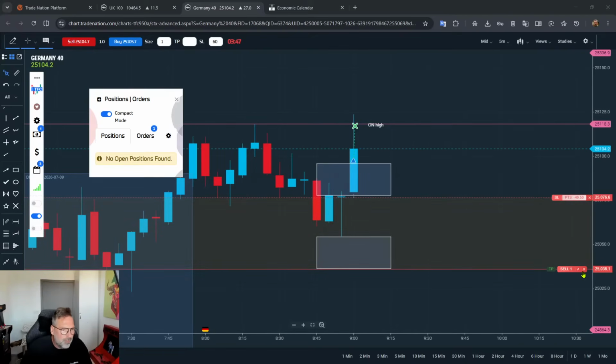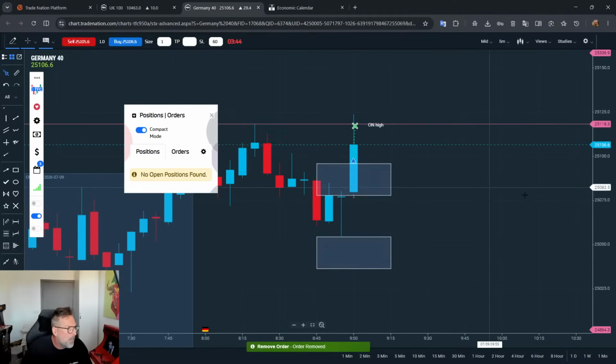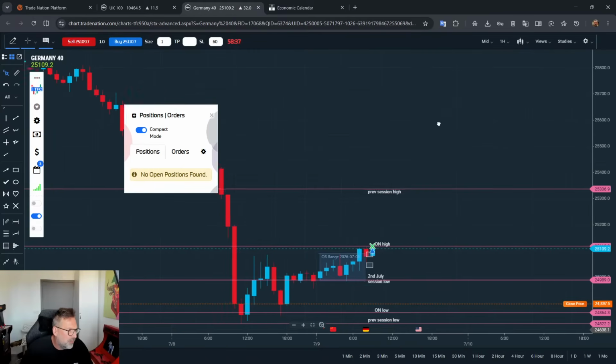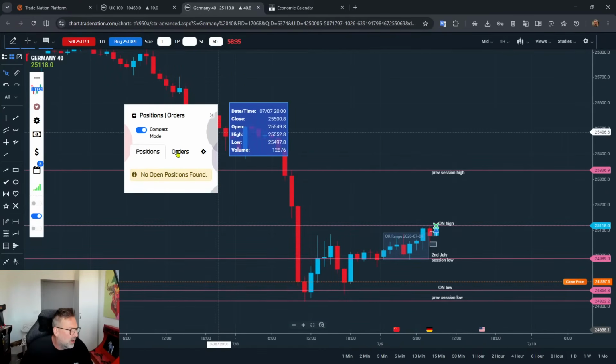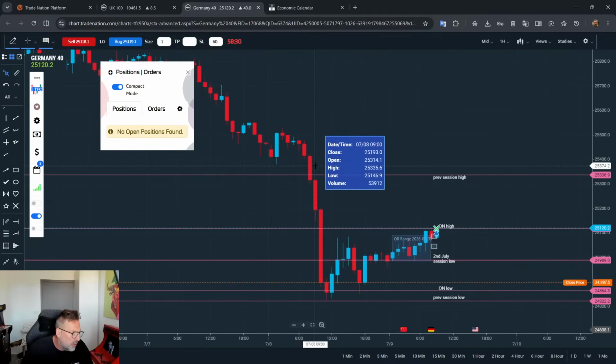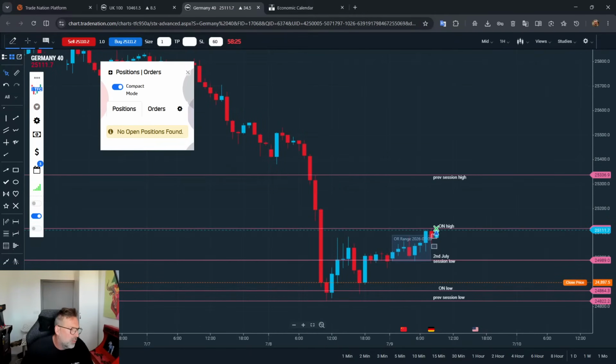So, okay. Now, let's take a look at the market structure a little bit. Yesterday we had a fantastic trend day. So, market opened here and basically closed where the orange line is, right?